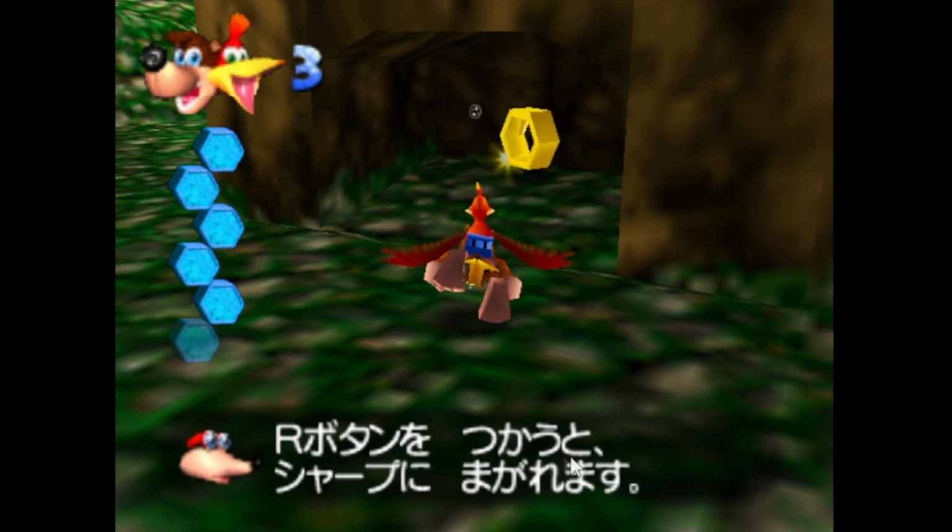R botan wo tsukau to sharpu ni magaremasu. Okay, so the R button, tsukau is use, so use the R button, and sharpu ni, which I think is just like an adverb, like sharply, and then magaru is to turn, to turn or go round corners. And he's gone with the potential form. So it would be magaru or magarimasu, but he wants to say that we can do it, so he's saying magaremasu. So yeah, you can turn sharply if you use the R button.